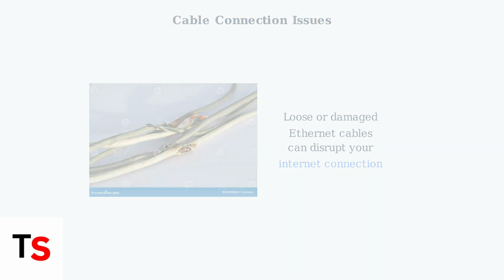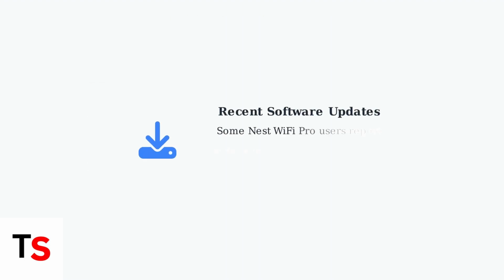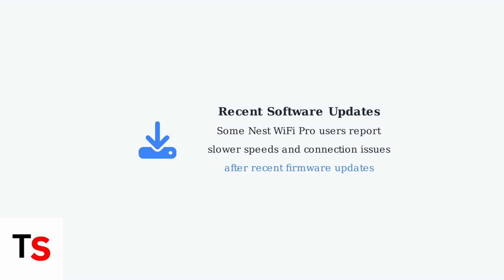Physical cable problems are another major cause. Loose connections, damaged Ethernet cables, or worn-out cables can prevent your Google Wi-Fi from maintaining a stable internet connection. It's also worth noting that some users of Nest Wi-Fi Pro have reported issues like slower speeds and mesh connection problems after recent software updates. Keeping an eye on firmware updates and their potential impact on network performance is important for maintaining a stable connection.